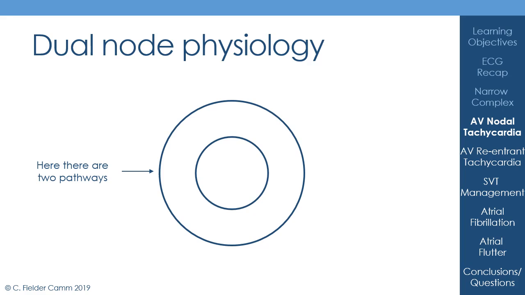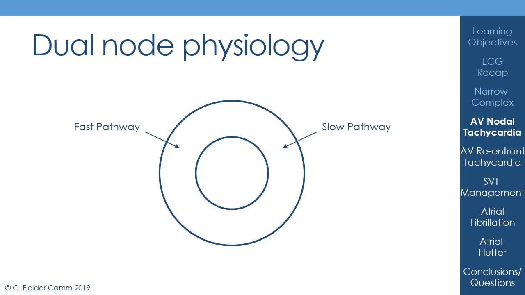And interestingly, in people who have dual nodal physiology, the pathways are not the same, they're not equal. And so you have one pathway that's called the fast pathway and one that's called the slow pathway. And essentially the fast pathway and slow pathway are separated in the middle. Okay, so let's have a look at how this works in practice. You can see that I've used F for fast and S for slow. I'll keep those pathways on the same side throughout this lecture to try and keep things simple.